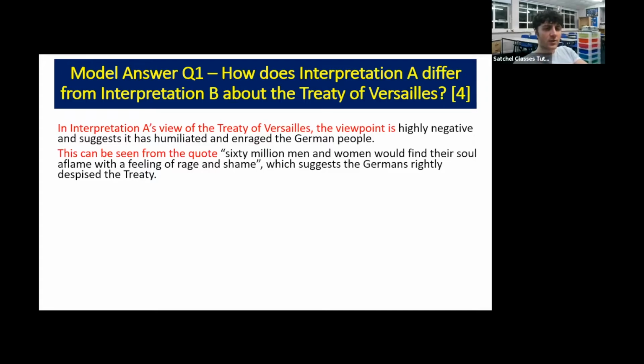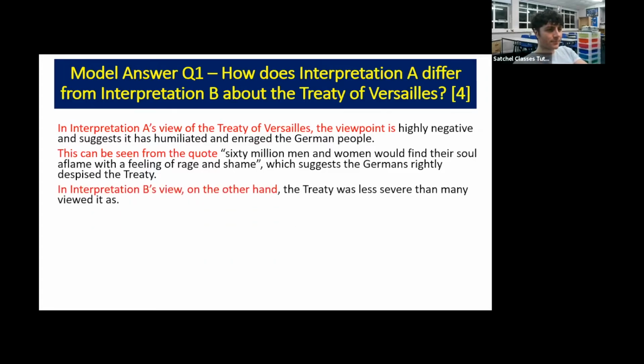Now we're going to come over to interpretation B. In interpretation B's view, on the other hand, the treaty was less severe than many viewed it as. So Sally Marks, although she's not exactly singing the praises of the Treaty of Versailles, she is certainly not as negative as Hitler. She's taking a more positive view. We now need to prove that.